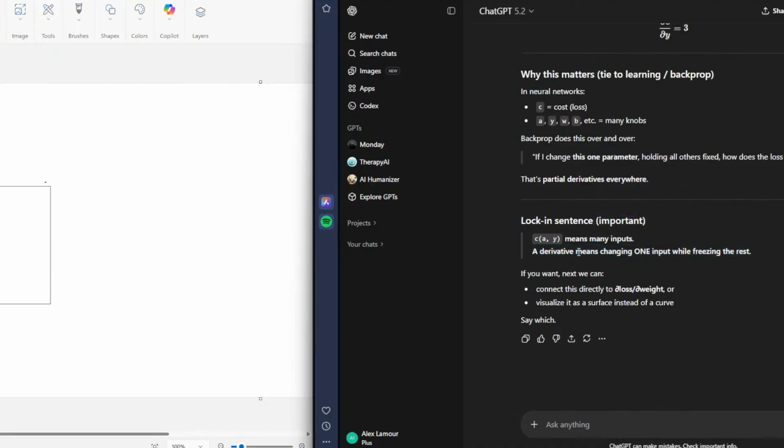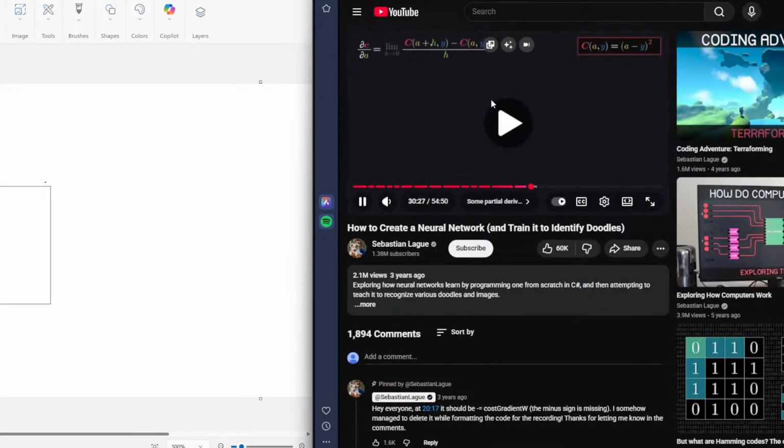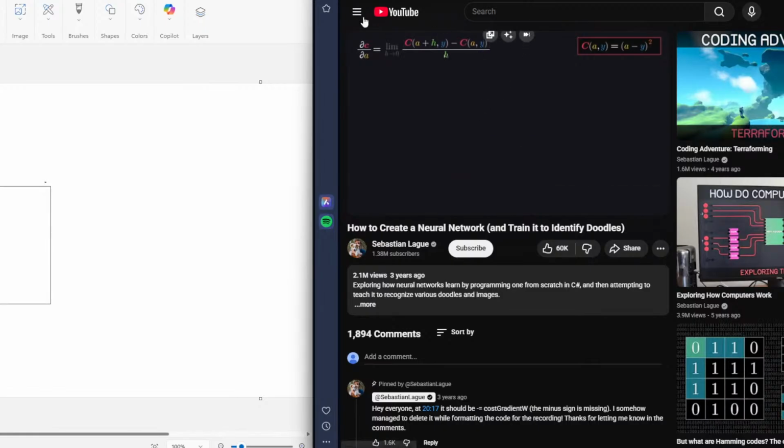A derivative means changing one input while freezing the rest. Okay. And we're then dividing by the size of the change. So here we're taking one input, freezing the rest. Okay, hold on. Let's talk about it. Because if we remember, the picture that we used to work with is more like this. Or oh no, we were working with two. Okay, hold on, we might be onto something.